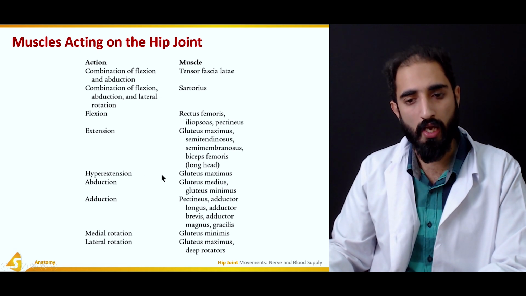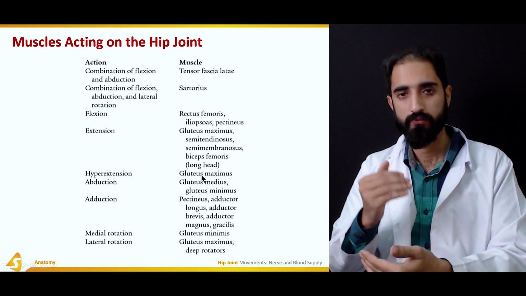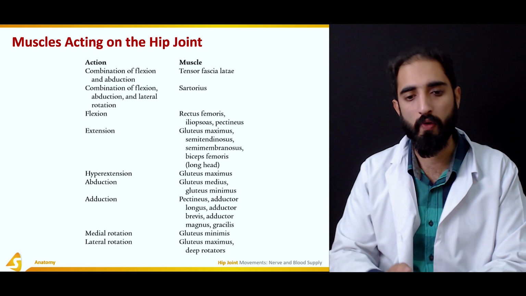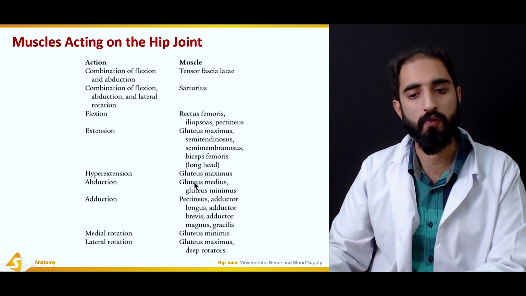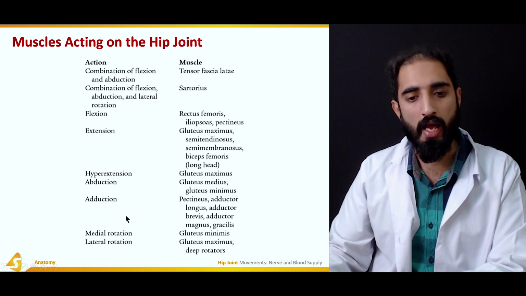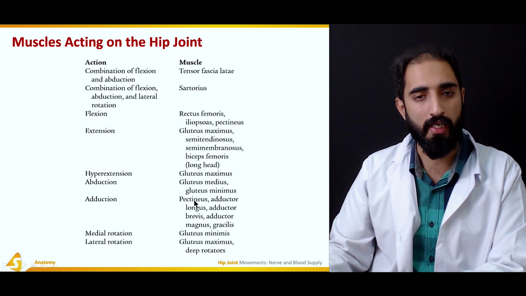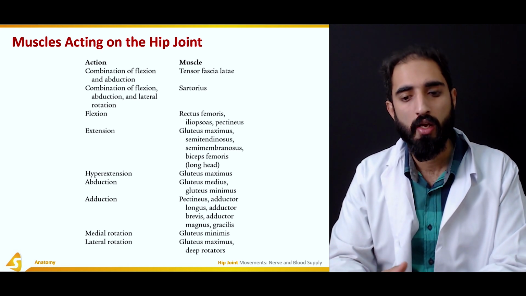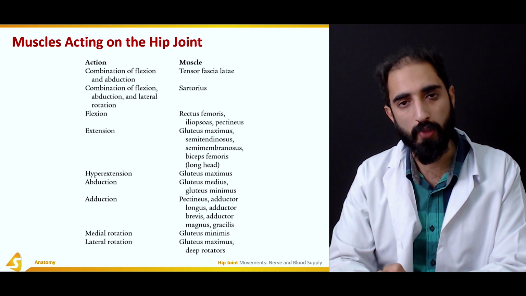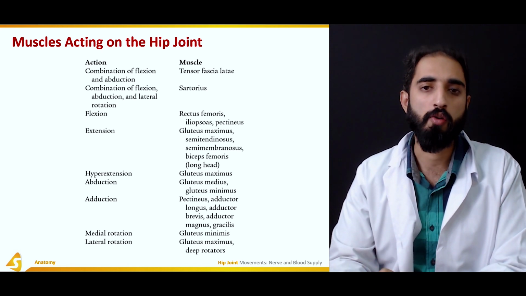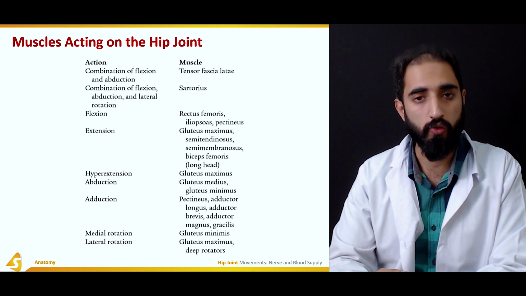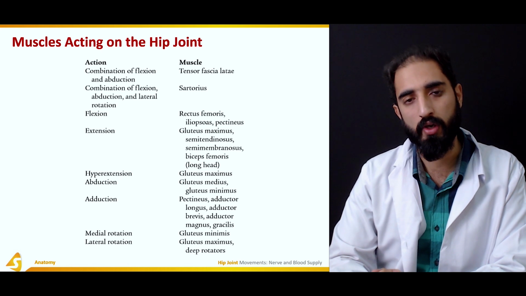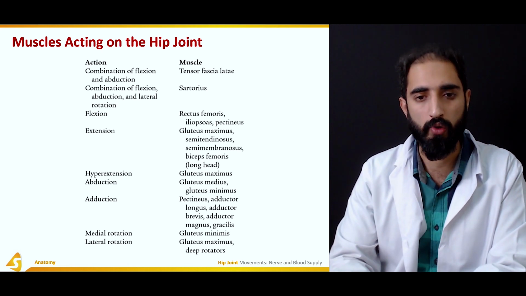In hyperextension, we have gluteus maximus moving the hip joint beyond 0 degrees to the possible 15 degrees of range of motion in hyperextension. In abduction, we have the prime movers gluteus medius and gluteus minimus. In adduction, we have the muscles including the pectineus, adductor magnus, adductor longus, adductor brevis, and gracilis. In medial rotation, we have the major prime mover gluteus minimus, and in lateral rotation, we have the major prime mover gluteus maximus, which is also a prime mover in hip extension, accompanied by the deep rotators assisting it in the lateral or external rotation.